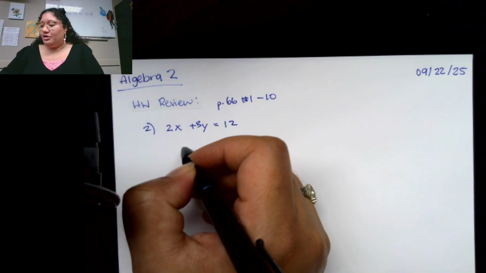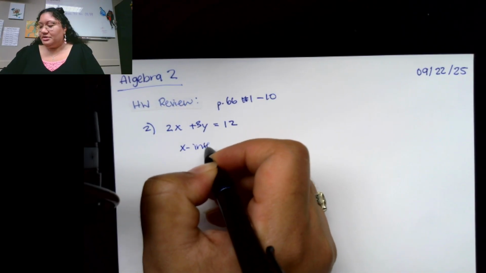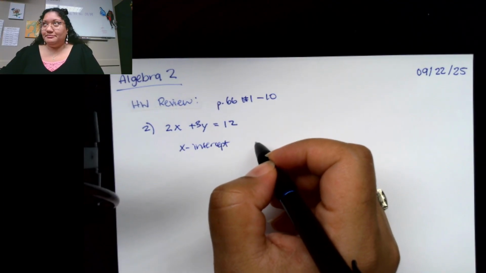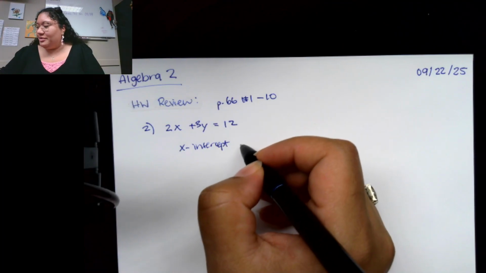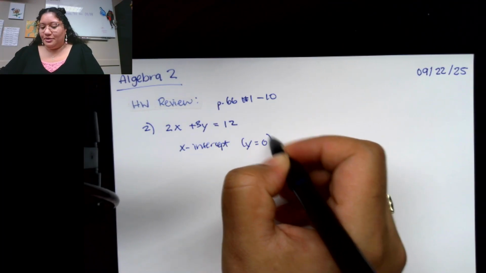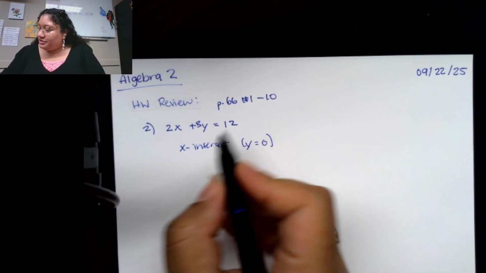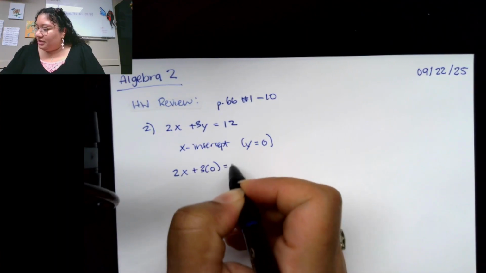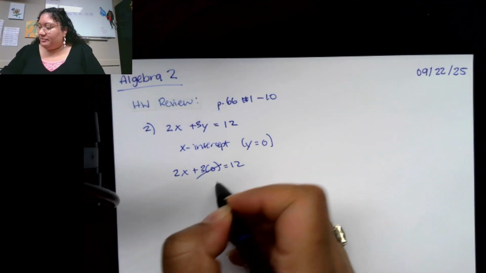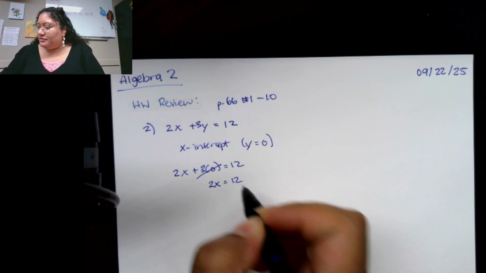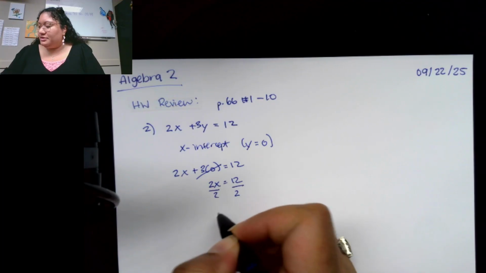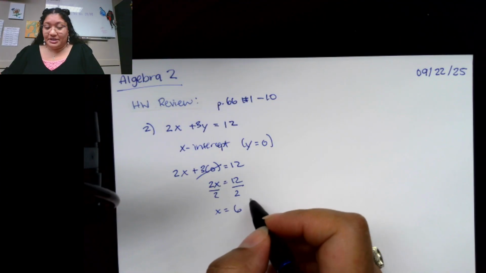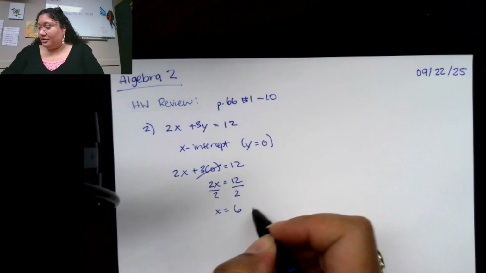So when we are looking for the x-intercept, we always make who 0? Hopefully you answered that. So y equals 0. So I put 2x plus 3 times 0 equals 12. These go away. I get left with 2x equals 12. We divide by 2, x equals 6. Now, we do not leave it as just 6. We write it as an actual ordered pair.